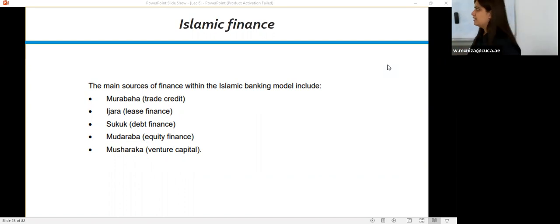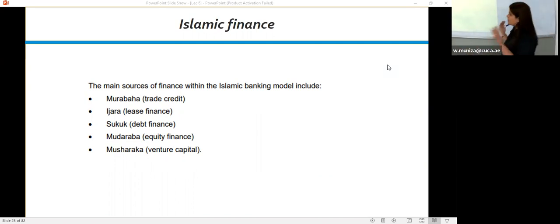Then we have Musharaka, which is again a kind of venture capital, but all the persons who are involved in Musharaka will be making the investment. So this is the normal kind of partnership. In Mudaraba, we have one person with skills and the other person with the investment. In the case of Musharaka, all the persons involved will be investing like an ordinary partnership, and the amount is going to be distributed among them in the profit and loss sharing ratio.